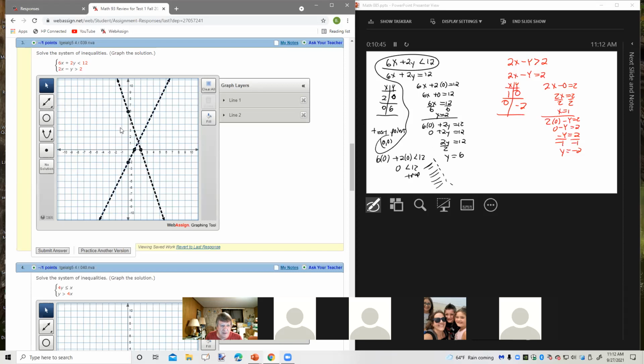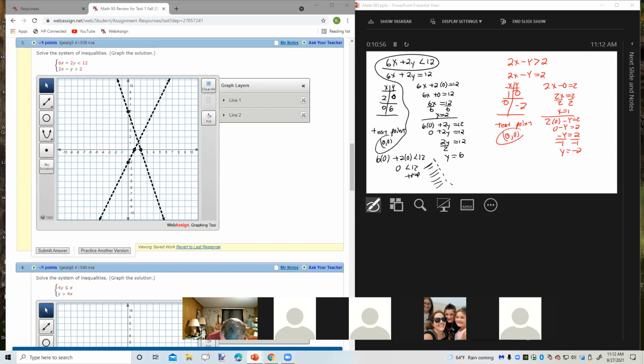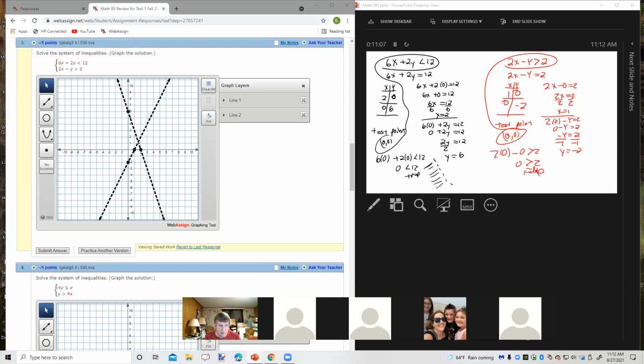But which side of that dashed line am I on? Well, let's go ahead and use 0, 0 again as a test point. That's going to go in there. 2 times 0 minus 0 greater than 2. That's false. So it would not be over here. Means it would be over here. Okay.